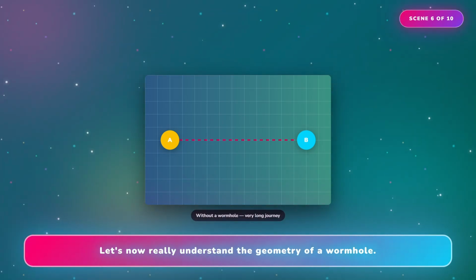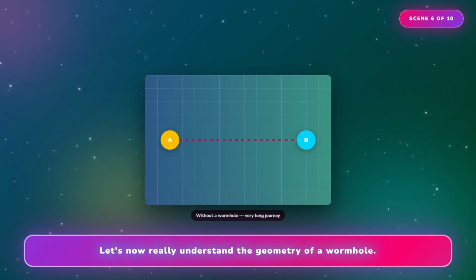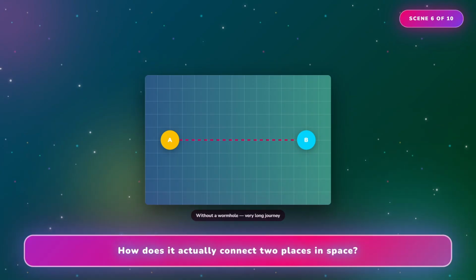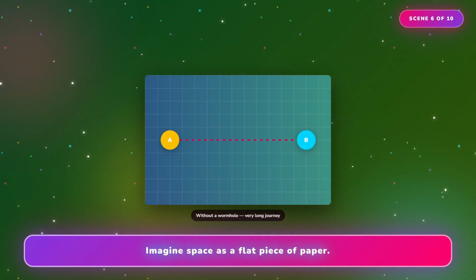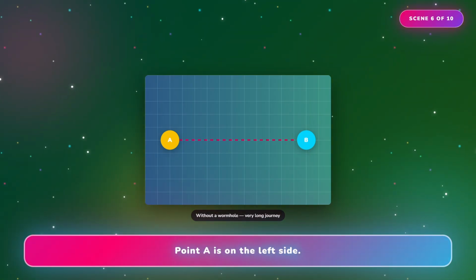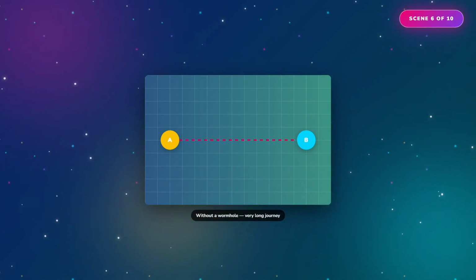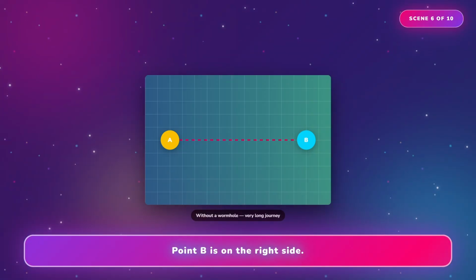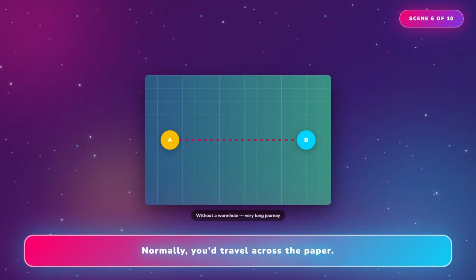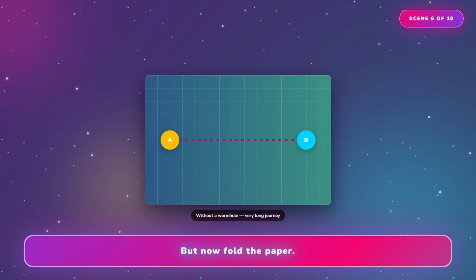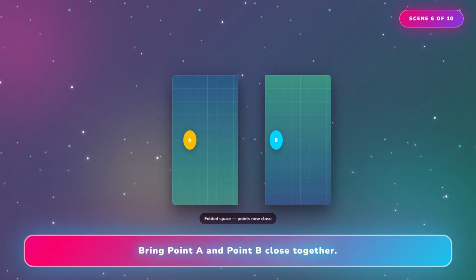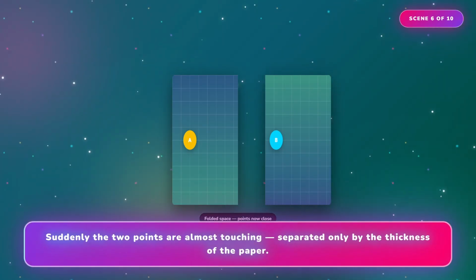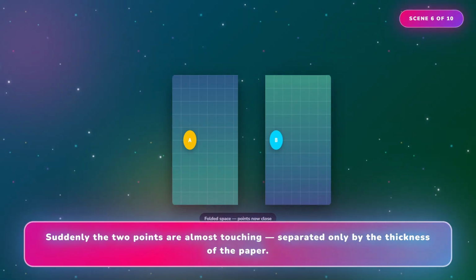Let's now really understand the geometry of a wormhole. How does it actually connect two places in space? Imagine space as a flat piece of paper. Point A is on the left side. Point B is on the right side. Normally, you'd travel across the paper. But now fold the paper. Bring point A and point B close together. Suddenly the 2 points are almost touching, separated only by the thickness of the paper.